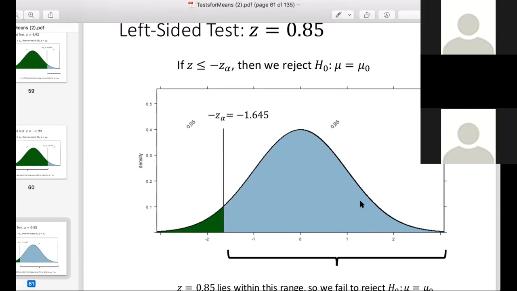If it lands within that blue shaded region, that is not a significant result and you do not reject your null hypothesis in that case. Does that make sense, Fatima? Okay, great.